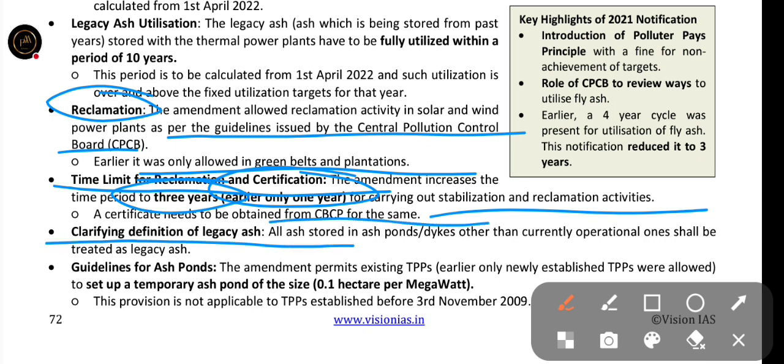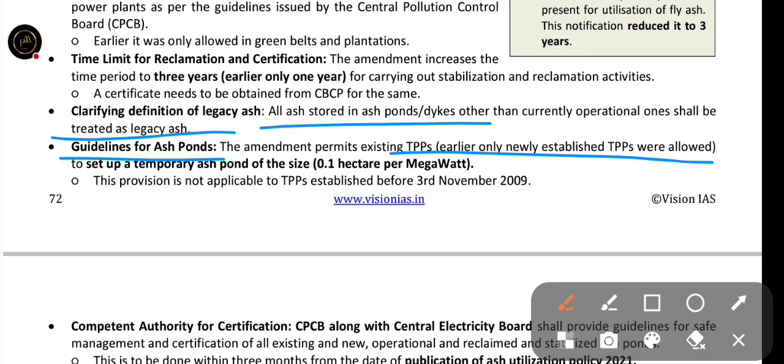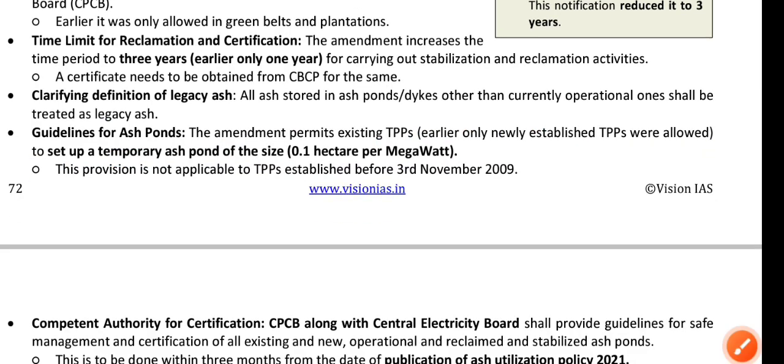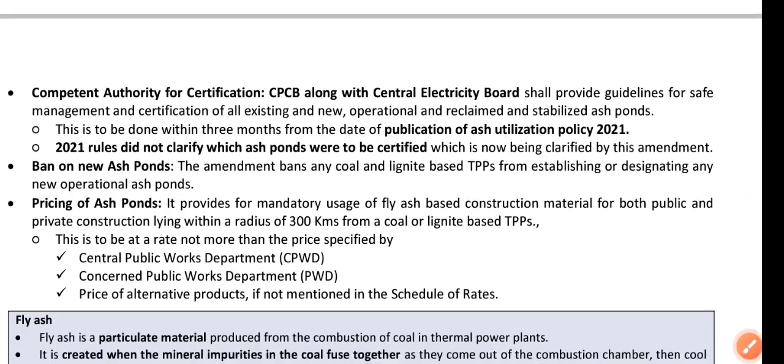Clarifying the definition of legacy ash: all ash stored in ash ponds or dikes other than currently operational ones shall be treated as legacy ash. Guidelines for ash ponds: the amendment permits existing thermal power plants to set up temporary ash ponds. Earlier, only newly established thermal power plants were allowed to set up a temporary ash pond of the size 0.1 hectare per megawatt. Okay, and this provision is not applicable to thermal power plants established before 3rd November 2009.